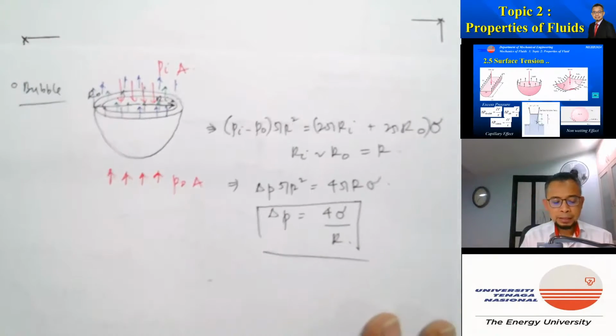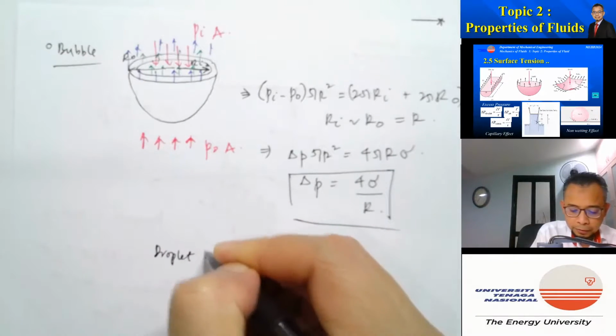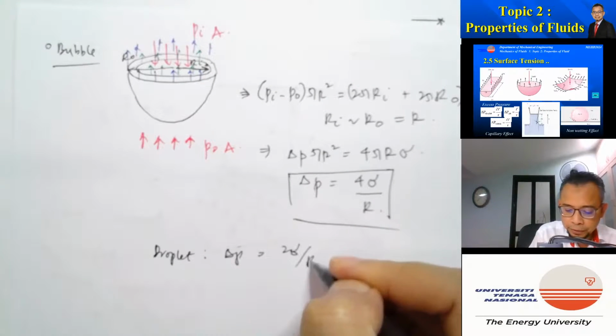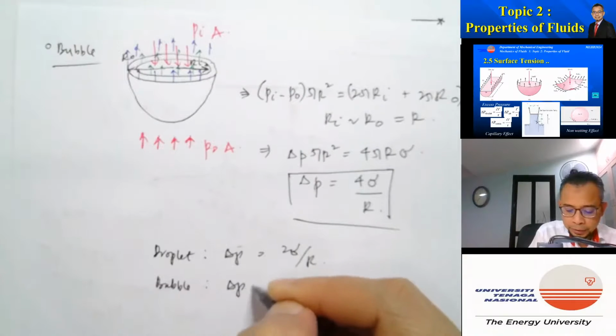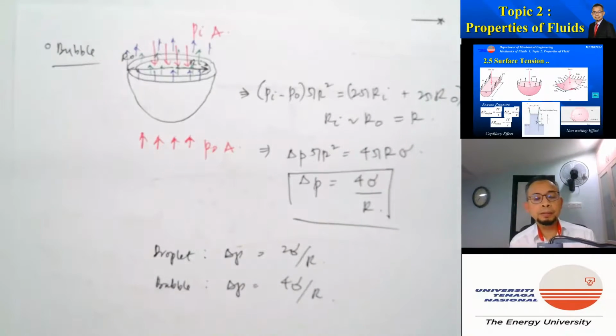So if you compare just now for a droplet, delta P is equal to 2 sigma over r. For a bubble, delta P is equal to 4 sigma over r. So it's 2 times higher.